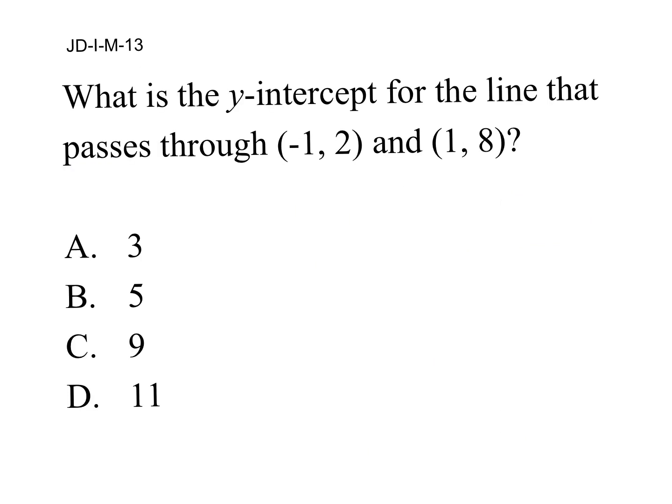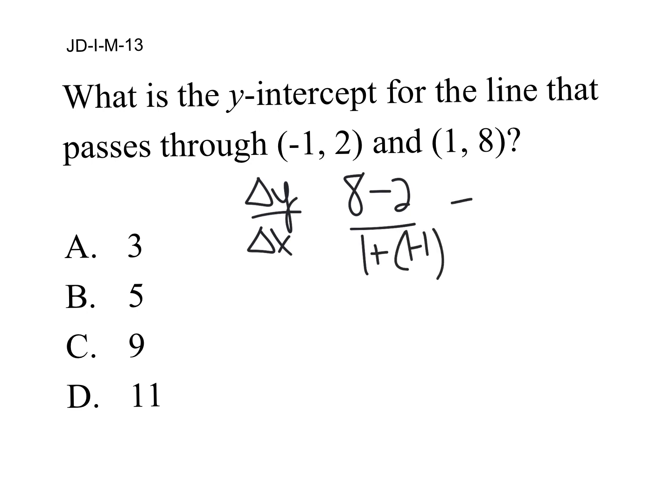13, they want us to find the y-intercept that passes through those points. So this would be actually what we did earlier on the one problem. We have to find our slope. So change in y, we could do 8 minus 2, and then 1 minus negative 1. That'd be 6 over 2. 6 divided by 2 is 3.